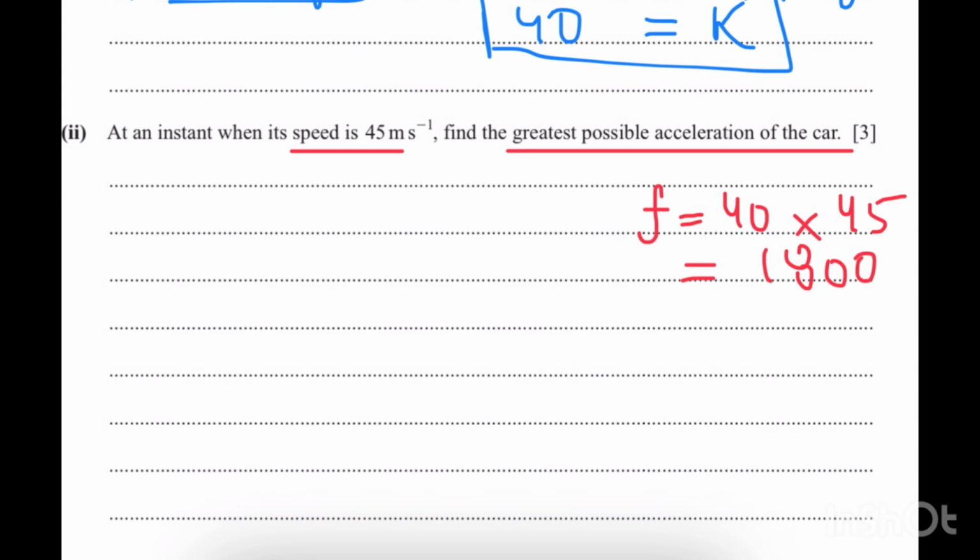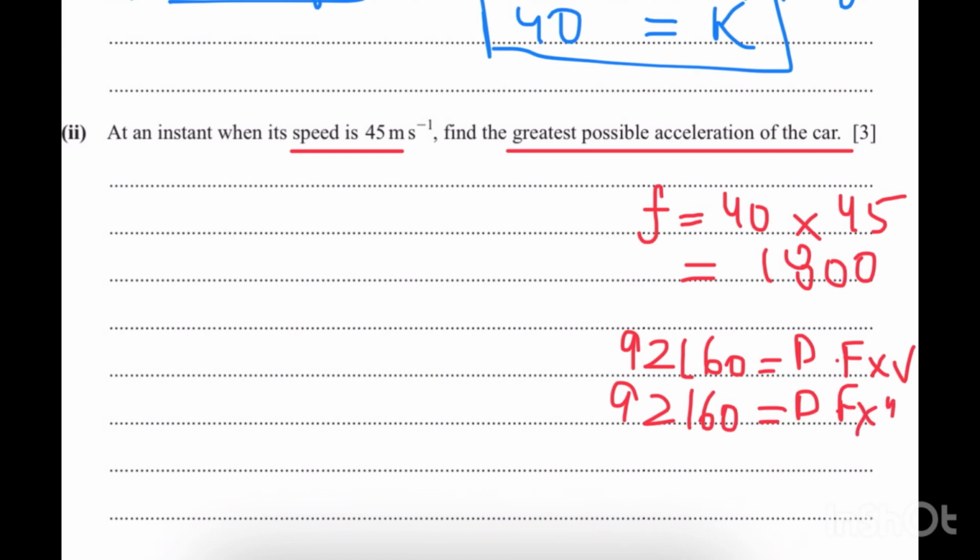Other than that, we are given that the maximum possible power of the car is 92,160, and we can incorporate it into the power formula again, which is power is equal to the driving force multiplied by V. Now we have the V in this case, which is 45. We can use that again. So driving force multiplied by 45, dividing 45 on both sides, we find out the driving force is equal to 2048.